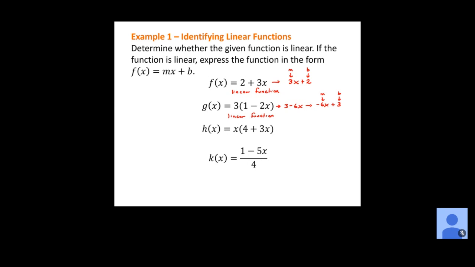So I'm going to do the same thing on the next one. I'm going to distribute first just to see what happens. If we do that this time, we're going to end up with a 4x, and then x times 3x would be plus 3x squared. Now, looking at this one, I have an x squared term, which automatically tells me that this is not going to be a linear function because I'm not going to be able to get it in mx plus b form. Whenever you have an x squared, it's automatically not linear. So this one right here, we would say is not linear.